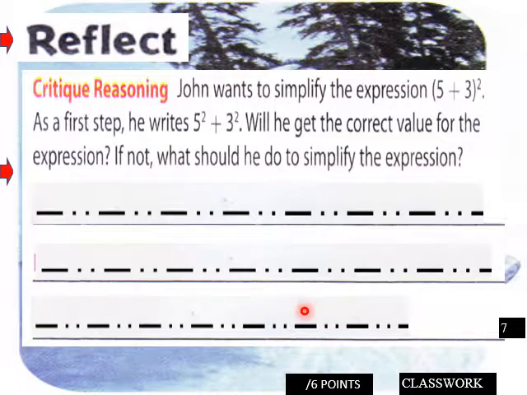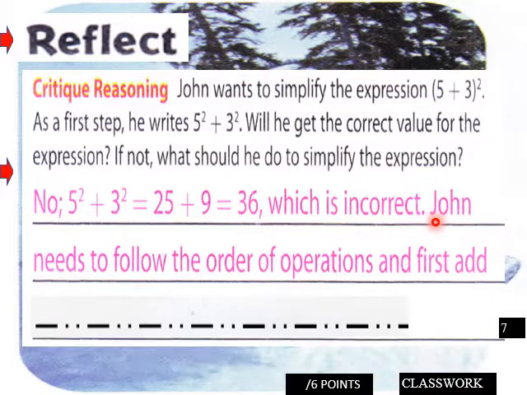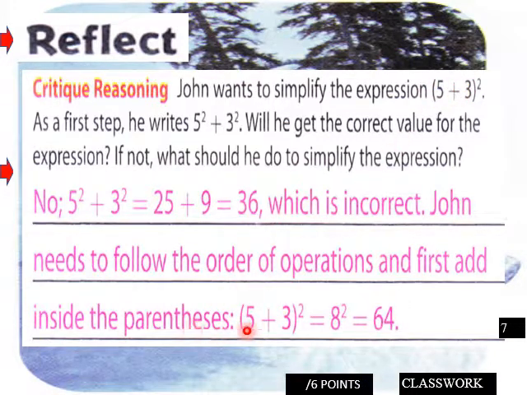Teachers, you can have a student come to your smartboard and have them answer that, or you can have students raise hands and they can do it verbally, whatever. But anyway, you should be able to figure this out in about 1 minute. And actually, no, 5 squared plus 3 squared equals 25 plus 9 equals 36, which is incorrect. John needs to follow the order of operations and first add what's inside parentheses, which is 8 squared, which is 64. And so it's 64 here. You got to do what's inside parentheses first.